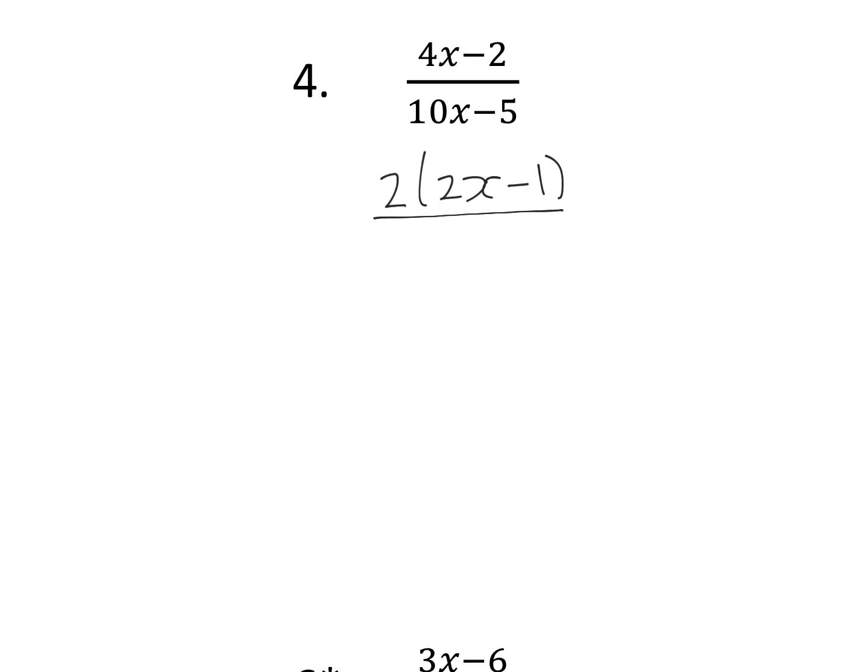In the denominator, we've got 10x minus 5. 5's on your denominator, and then 5 times 2x would give 10x, and 5 times minus 1 would give minus 5. Here you'll see that if you look at the numbers, there's no common factor there, but 2x minus 1 is a factor of the numerator, and 2x minus 1 is a factor of the denominator. So we can cancel and divide the numerator and denominator by the 2x minus 1 to leave us with 2/5.